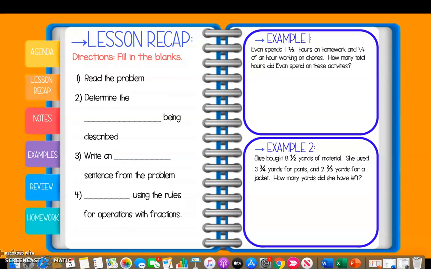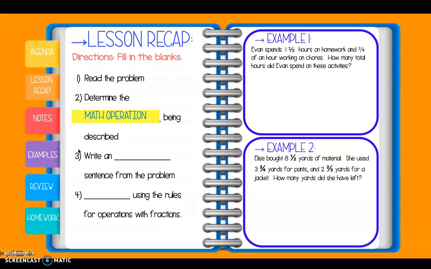So the biggest thing that you need to remember is, first and foremost, read the entire problem. So many times people miss these questions because they just start picking out the numbers in the problem and they don't read the whole thing first. So first thing you need to do is to read the entire problem. And then after you read it, you need to determine which math operation is being described.